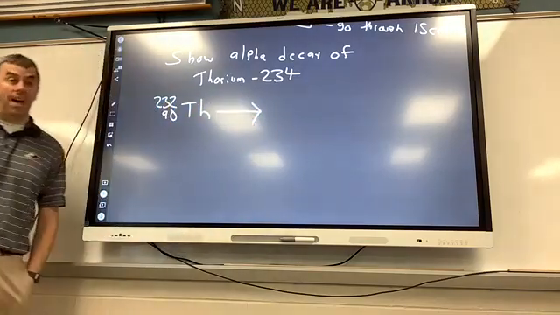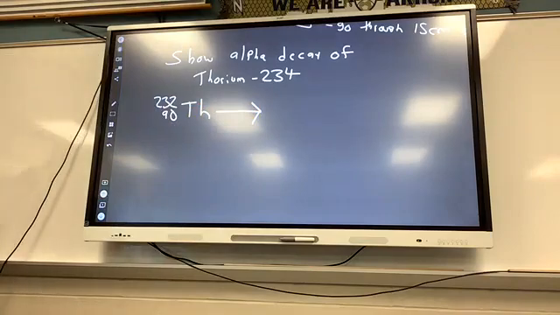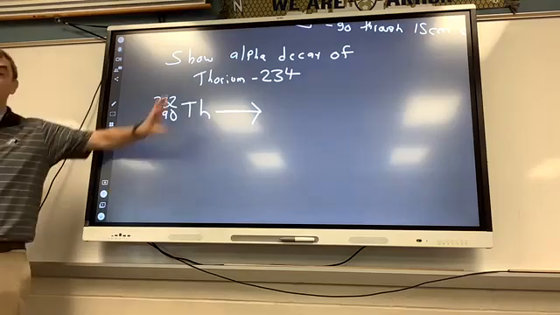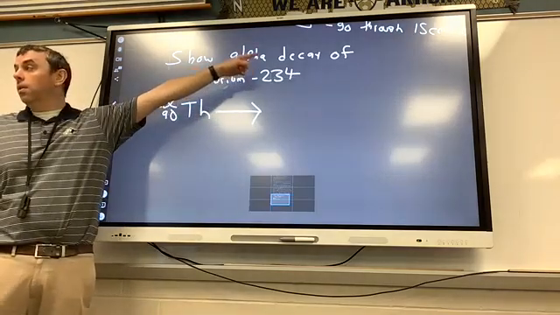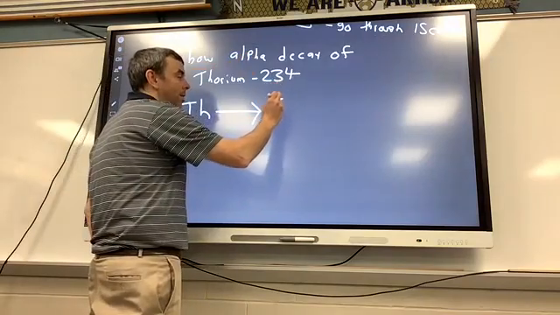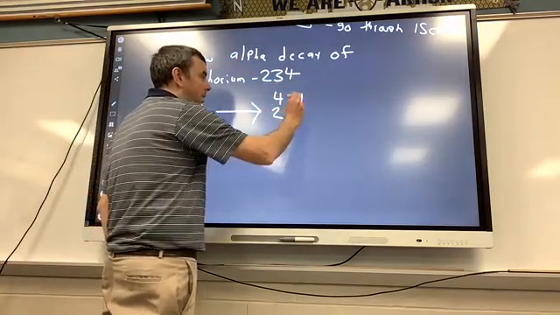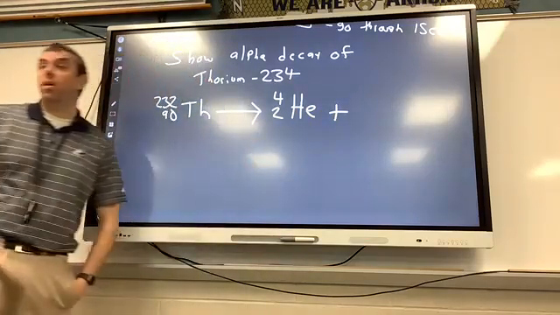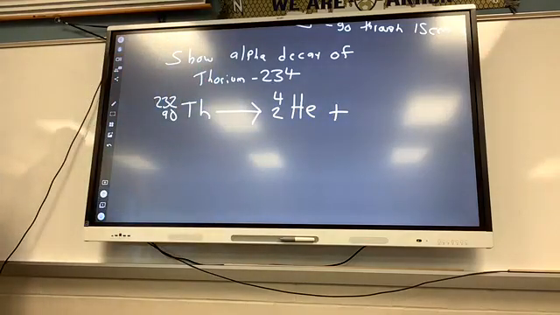It's going to decay into something more stable. The first thing, what's it going to give off? It's going to give off what type of particle? Alpha particle, which is 4, 2, He. So that's the particle it gives off as it becomes more stable, and it turns into something new.